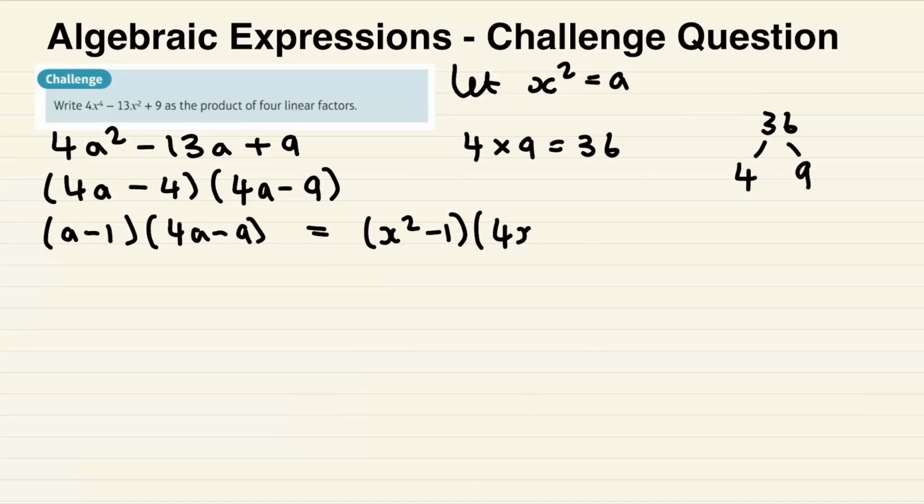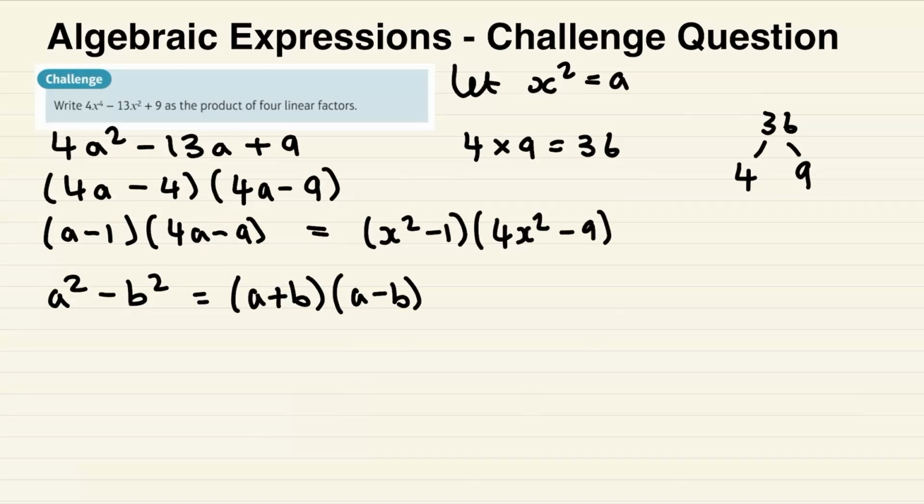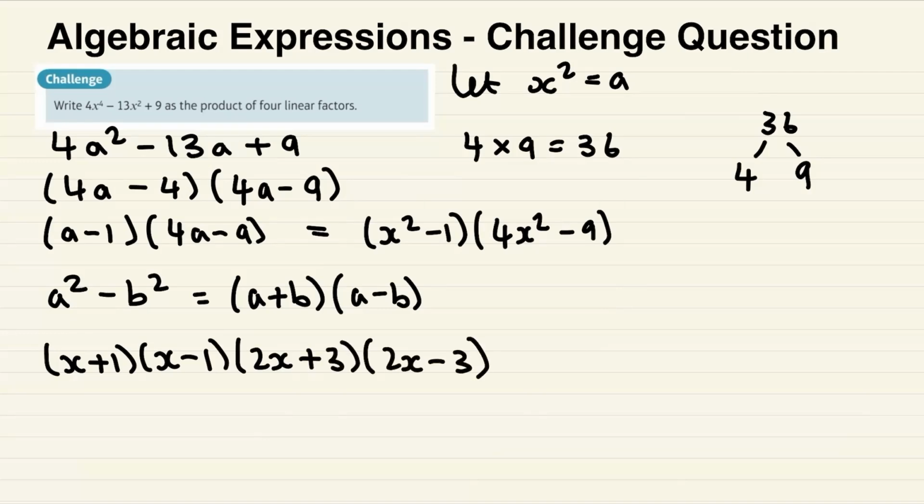These are the difference of two squares. We can factorize them both. The first into x plus 1 and x minus 1, and the second into 2x plus 3 and 2x minus 3, remembering to square root the 4.